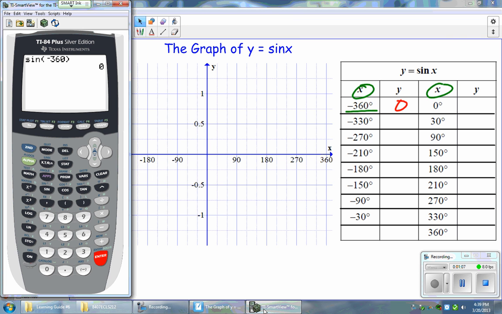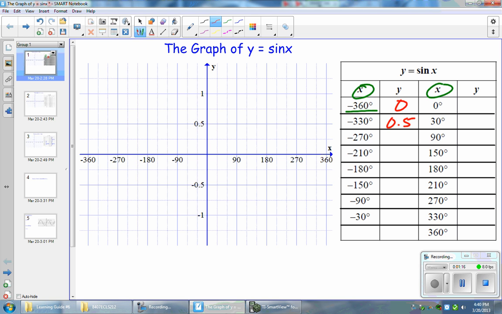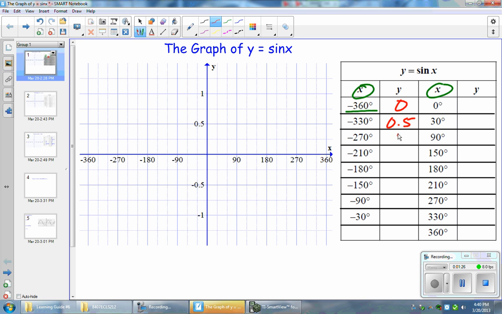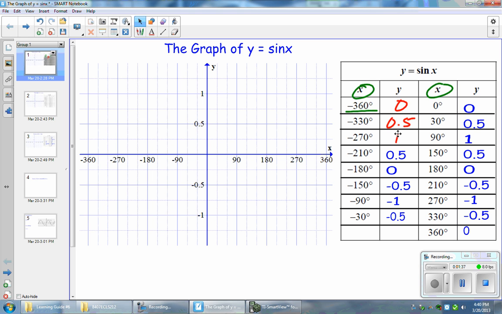Let's do the next point, sine of negative 330. And that's going to give us a point of 0.5. And that's going to go, once again, right inside that table. The next point is negative 270. So the corresponding y value is going to be positive 1. So that's going to go right in here. So you're going to repeat that process for every single x value in this table of values, and you're going to get these corresponding y values, which I already had set up for you.